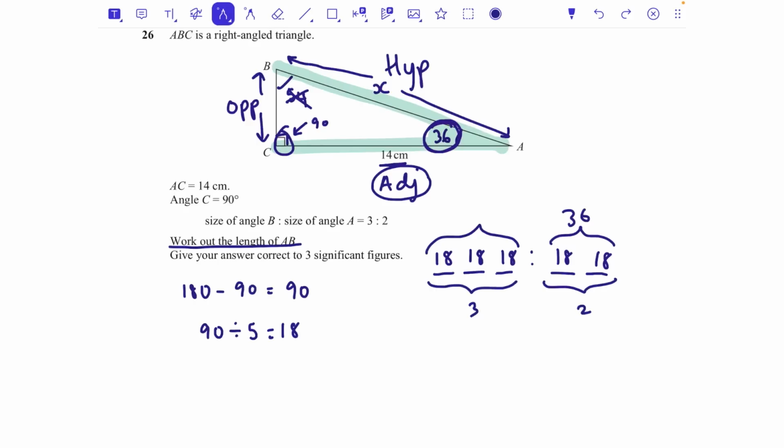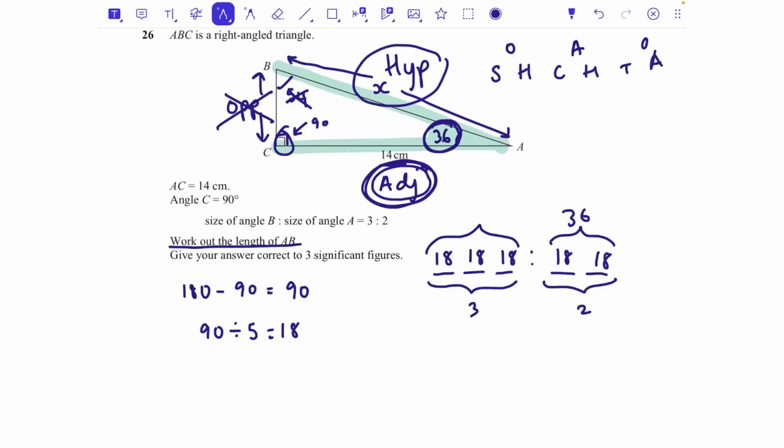So now we need to choose, are we going to do SOH, CAH, or TOA? Because the hypotenuse is involved, because that's what we're working out, and the adjacent is involved, because that's helpful information, I don't know the opposite and I don't want to know the opposite. So this is A and H, so I'm going to use CAH.